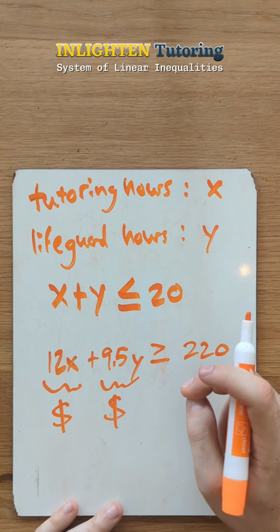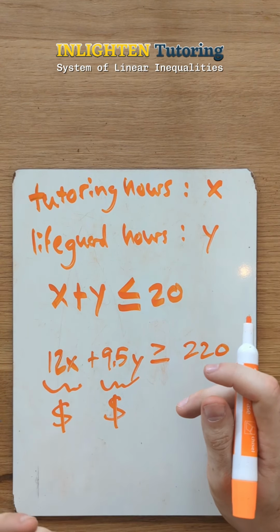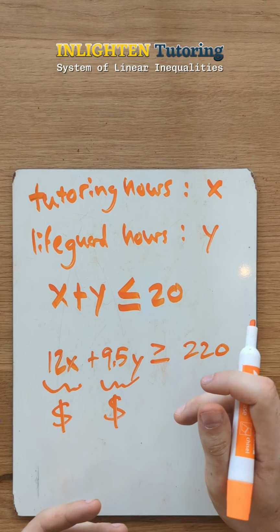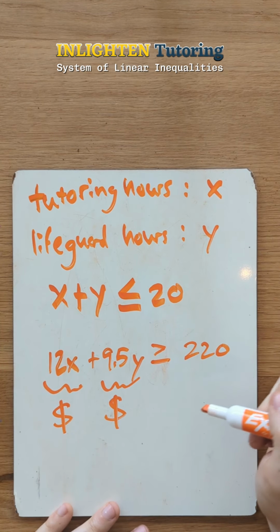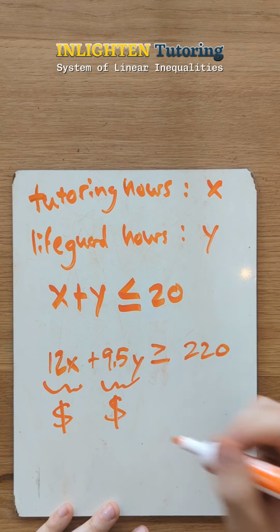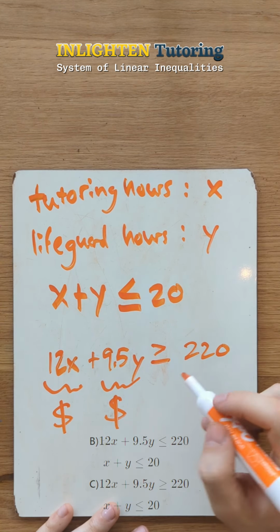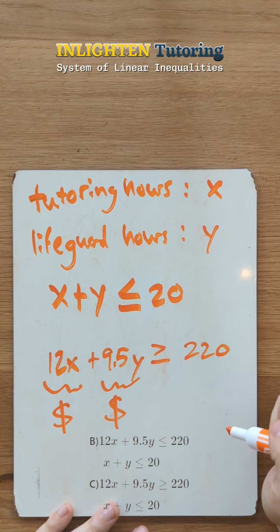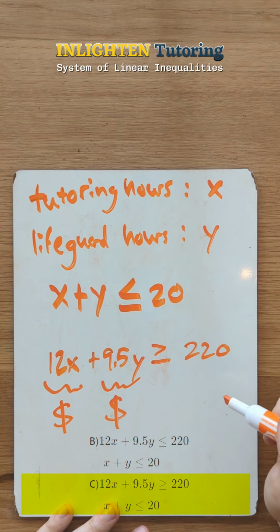Also, side note, just common sense tells you if you're talking about money, more is probably what we want, not less. So this should be the big side. But also the wording specifies she wants to earn at least 220, which means greater than or equal to 220, which means choice C is correct.